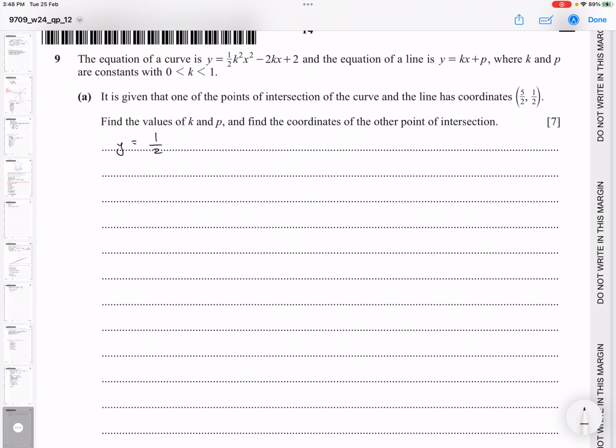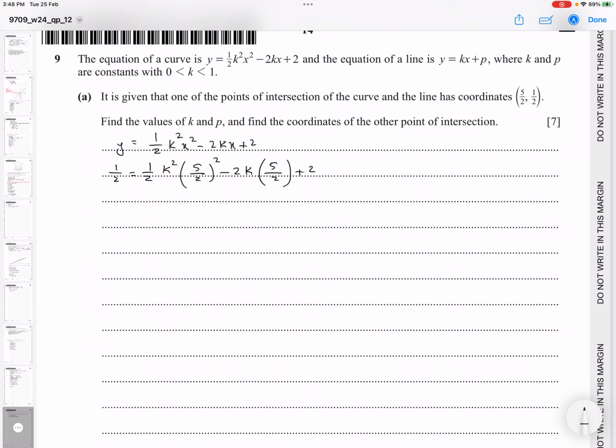So y is equal to 1 over 2 k squared x squared minus 2k x plus 2. Now put the given coordinates 5 over 2 comma 1 over 2 in x and y. So 1 over 2 equals 1 over 2 k squared (5 over 2) squared minus 2k (5 over 2) plus 2.